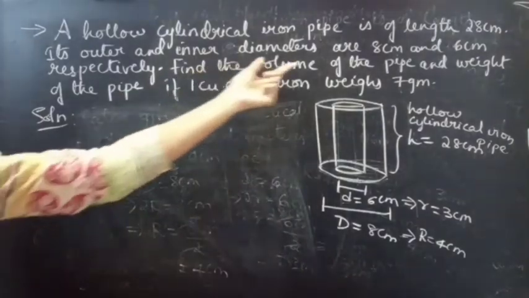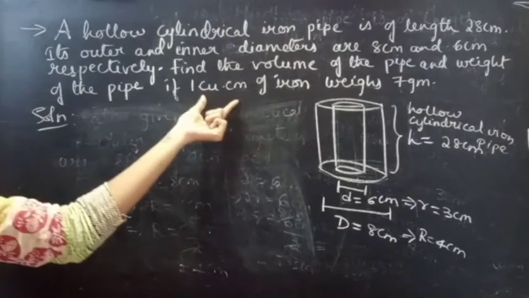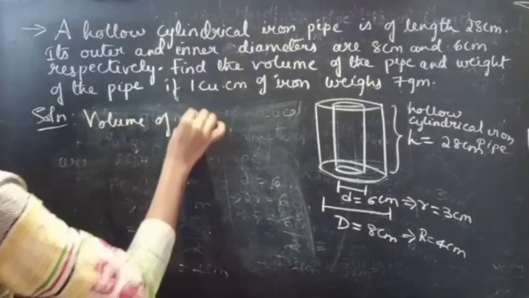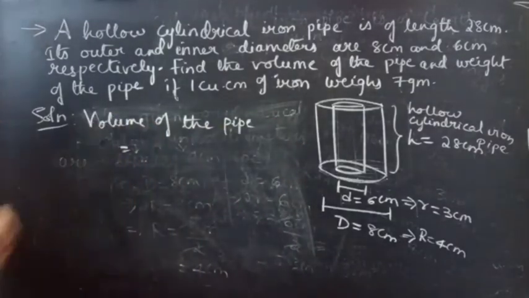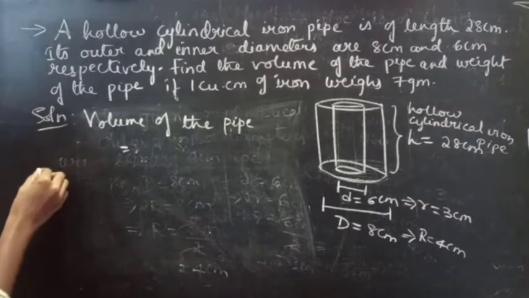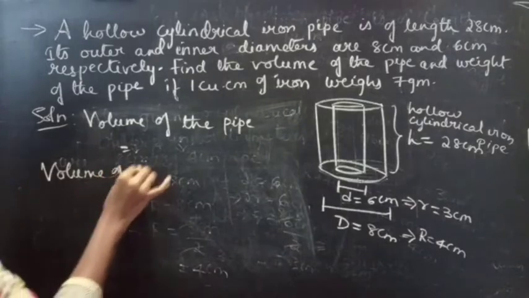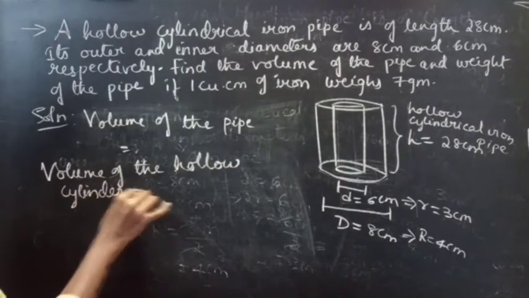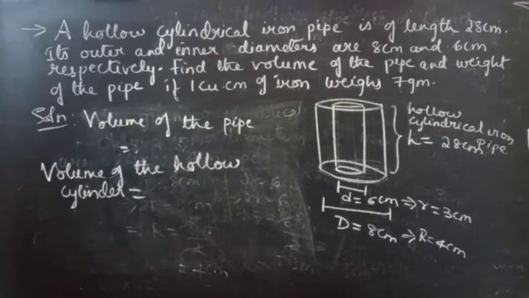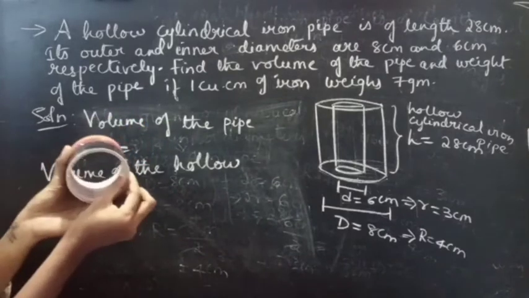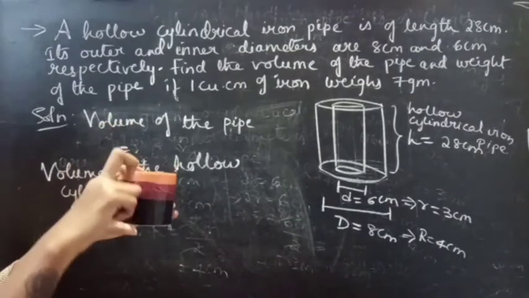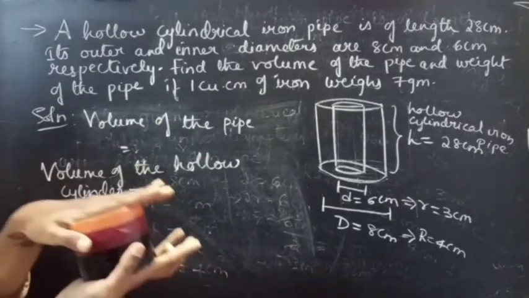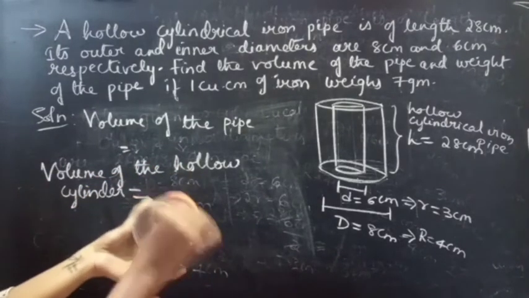So what do we have to find? We have to find the volume of the pipe and the weight of the pipe, if 1 cubic centimeter of iron weighs 7 grams. In order to find the volume of the pipe, we should have the formula for the volume of the hollow cylinder. If you consider a hollow cylinder, you will have thickness into height. You need to find thickness into height so that you can find the capacity of the hollow cylinder. How can you find the thickness?